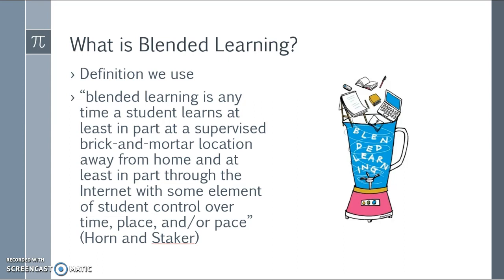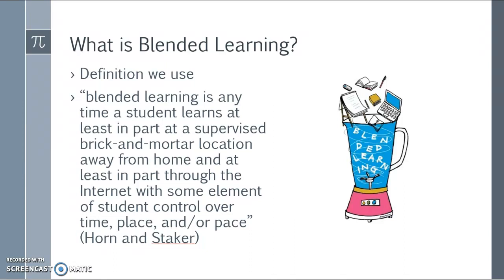The definition we use for blended learning is: any time a student learns at least in part at a supervised brick and mortar location away from home and at least in part through the internet, with some element of student control over time, place, and/or pace. This is taken from Horn and Staker.